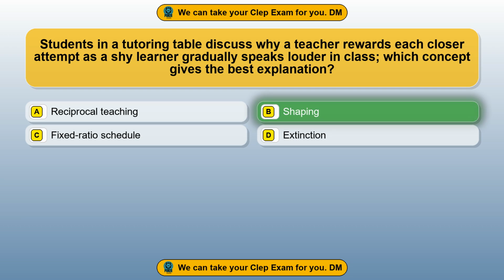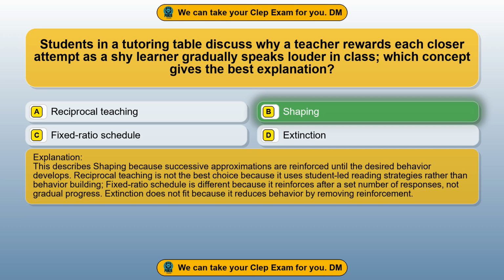Shaping. This describes shaping because successive approximations are reinforced until the desired behavior develops. Reciprocal teaching is not the best choice because it uses student-led reading strategies rather than behavior building. Fixed ratio schedule is different because it reinforces after a set number of responses, not gradual progress. Extinction does not fit because it reduces behavior by removing reinforcement.